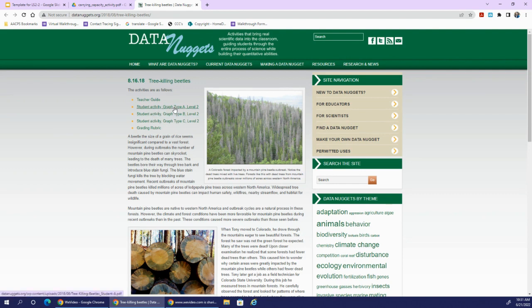Right here, we have graph type A. That graph is already built for the students and they're able to just analyze and answer the questions. In graph type B, they have to build the graph themselves. And then in graph type C, they actually have to get the data from the research and build the graph themselves and do the analysis. So this is a very fruitful activity to help meet that performance expectation.